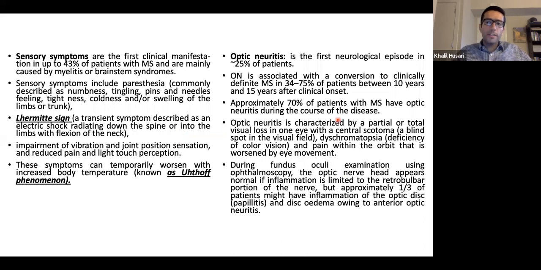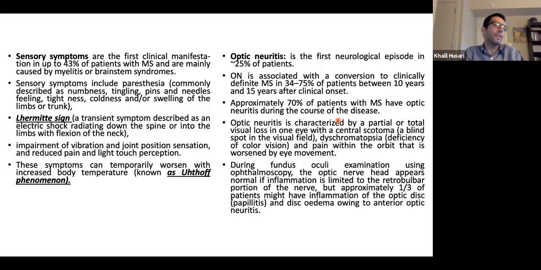Now, optic neuritis is usually the first neurological episode in about 25% of patients. Over the course of multiple sclerosis, optic neuritis is very common. About, I think, 70% or 3/4 of patients with multiple sclerosis have optic neuritis throughout their whole course. It's a fairly common presentation, the first episode of what we call idiopathic optic neuritis. And then what's the risk of conversion into multiple sclerosis? The risk is about 34 to 70%. So it's a very wide margin, right?